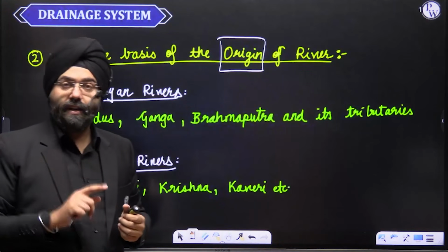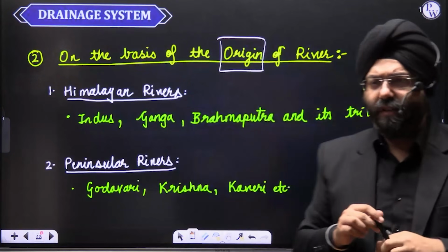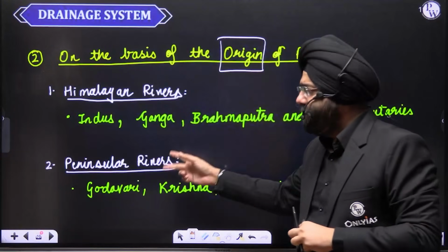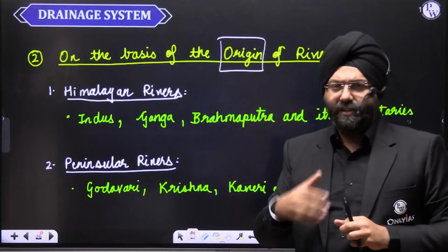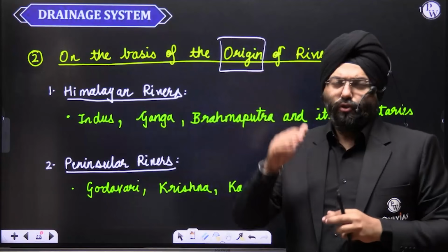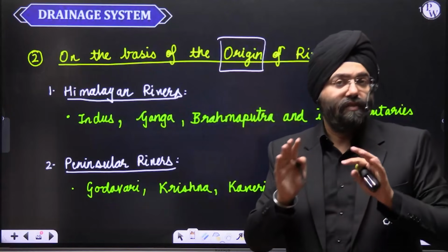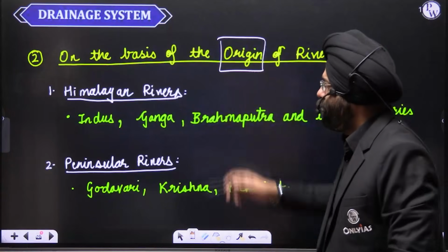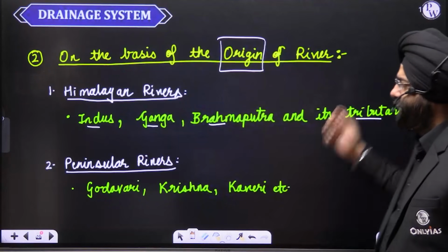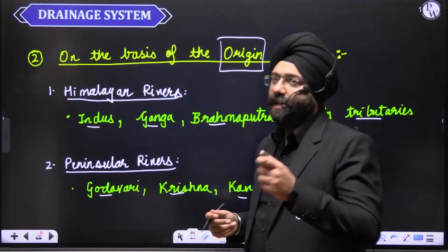Himalayan rivers are fed by the glaciers as well as the rainfall, right? So that is why you realize they have a continuous source of water. On the other hand, peninsular rivers are those rivers which majorly receive their water from the rainfall. That is why they are of a seasonal nature also, right? So the amount of water in the channels varies tremendously on the basis of the season. Clear? So Himalayan rivers can be like Indus, Ganga, Brahmaputra, and their tributaries. Peninsular can be Godavari, Krishna, Kaveri, and many other peninsular rivers which you're going to study later.